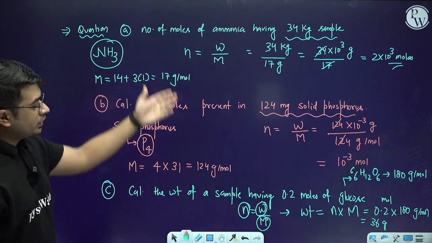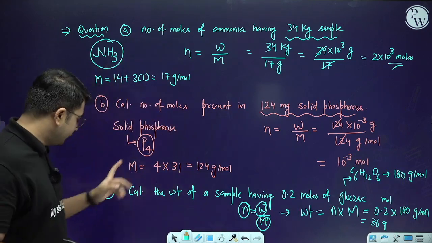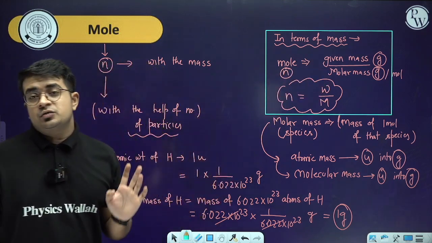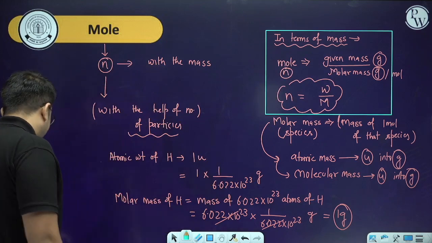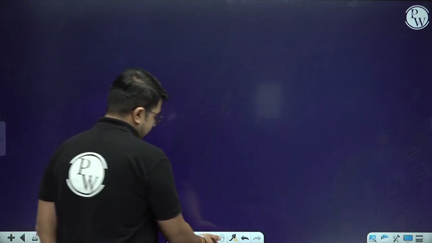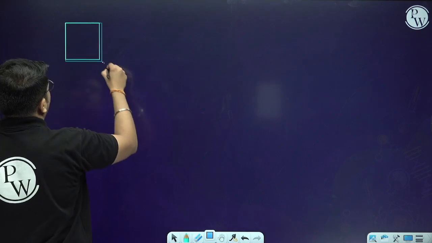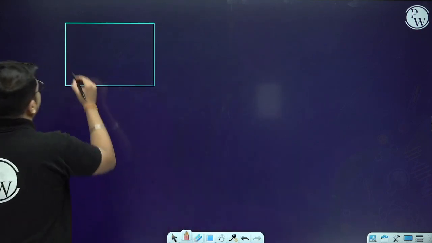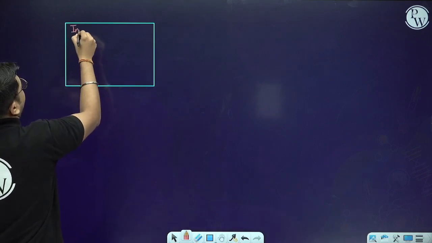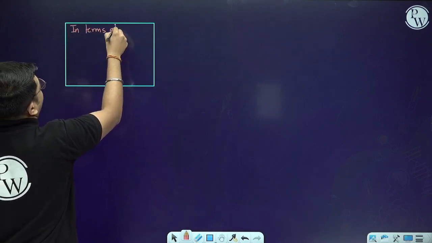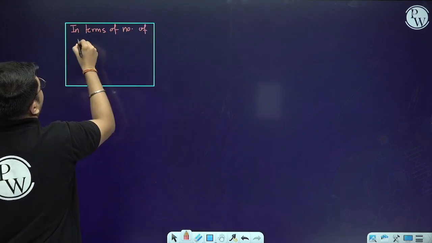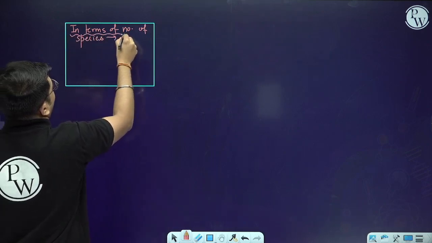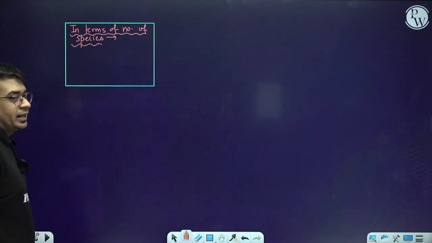So either way, you can calculate the entire part of a mole. This is the first formula, which correlates given weight or given mass with the help of its molar mass. Now the second formula is quite interesting. You can correlate moles in terms of the number of species.